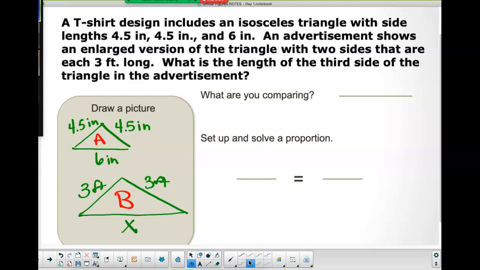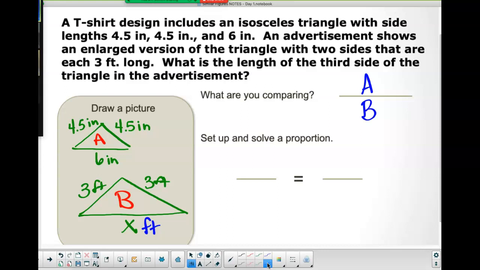Okay, now everybody listen to this. It does not matter that one triangle is in inches and the other is in feet. That's okay. What we can't have is two sides that are inches and one side that's feet. Okay, the whole triangle needs to be inches, the other whole triangle is feet. So when we get our final answer, our answer is going to be feet. We don't have to make any conversions, look. Okay, so we are comparing triangle A to triangle B.